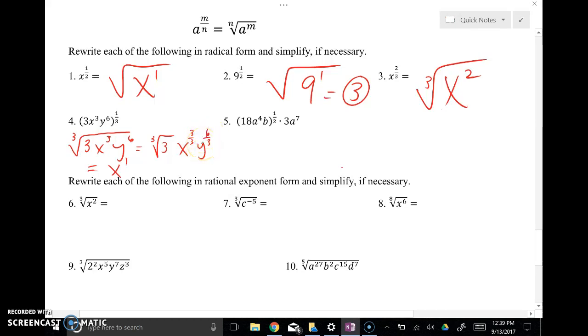6/3 is a fraction that reduces. 6/3 reduces to 2. So that's y to the 2nd power. And then I just had that cube root of 3, because it didn't change, and so I left it. And there's my simplified number 4. All right, we can make that even more complicated.